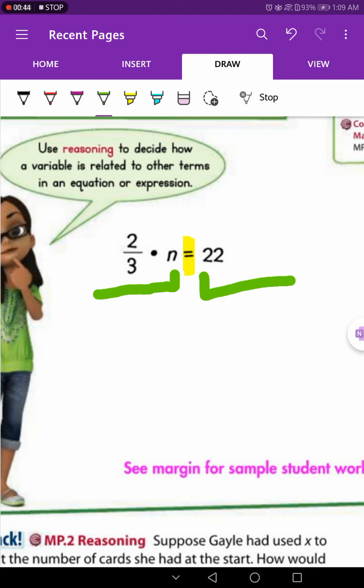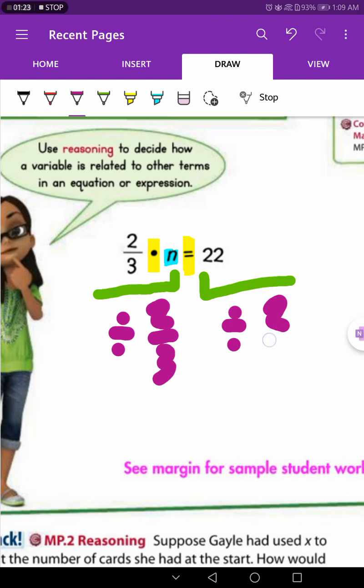Now I have the left side and the right side. The left side has a variable, or the letter, which is n. Now we try to eliminate the 2 over 3, and we have to find out what the sign is between the letter or the variable and the number here. It is multiplication, and we take the opposite operation, which is divide. So we divide both sides by 2 over 3.